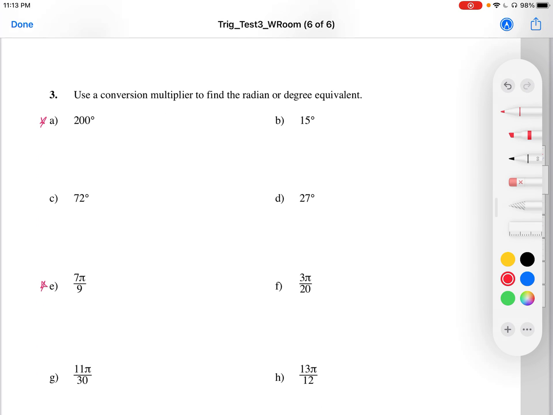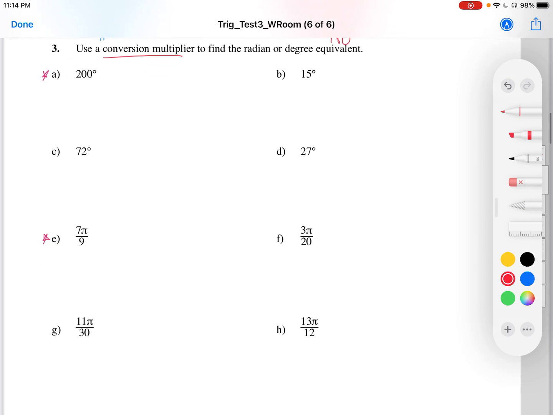Now here we want to convert to radian or degree. To go from radian to degree, you want to multiply by 180 divided by pi. To go from degree to radian, the other way around, you want to multiply by the reciprocal, pi over 180.